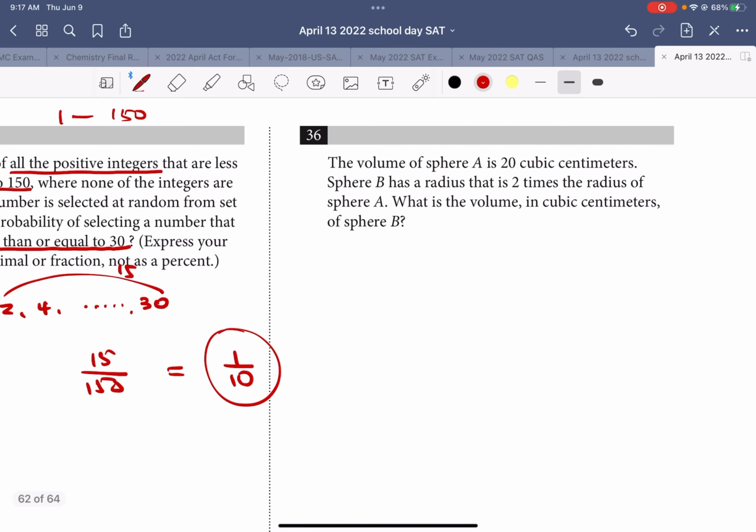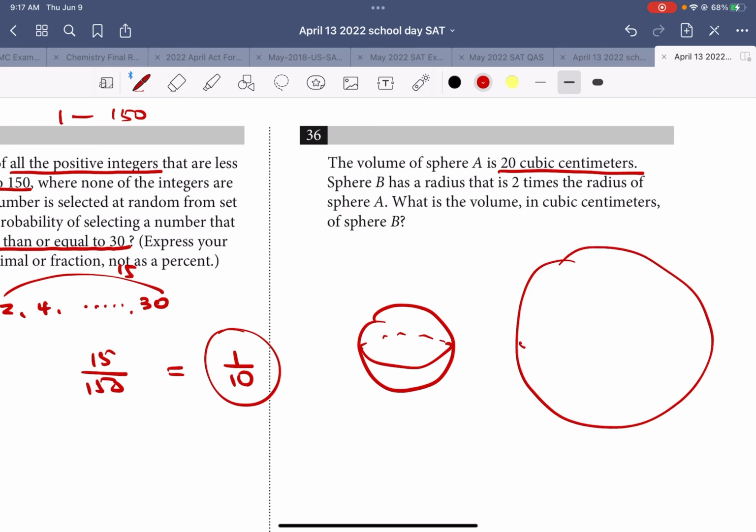Number 36. The volume of sphere A is 20 cubic centimeters. And then you have one sphere here, and the other one is a bigger one, sphere B. So volume A is 20. And it said sphere B has a radius 2 times that of sphere A. So let's say R here and 2R. So what is the volume of sphere B?